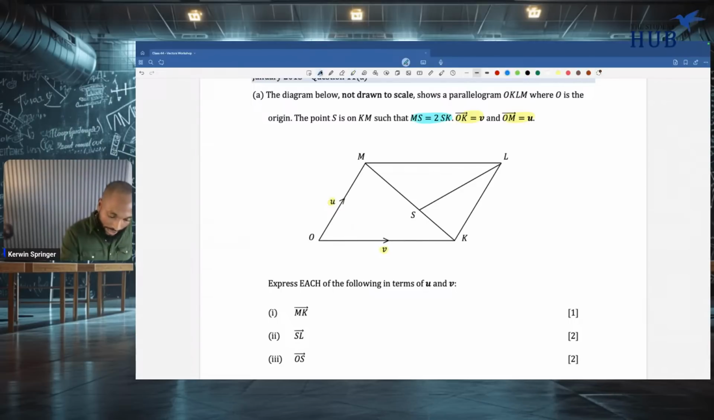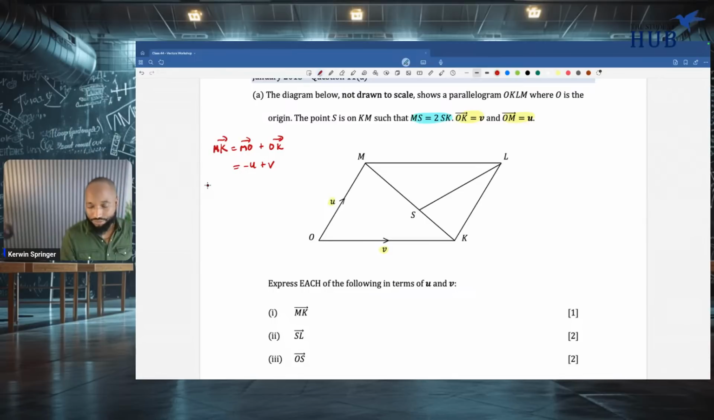Right, so MK means we're going from M to O instead, because we don't know MK, of course. And then you're going from, now when you see O, that is a position vector, but you don't really get the position vector stuff here. This is the geometry side of things. MO is negative U plus V.